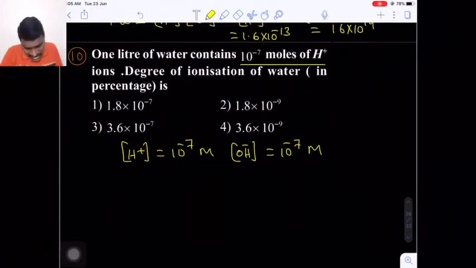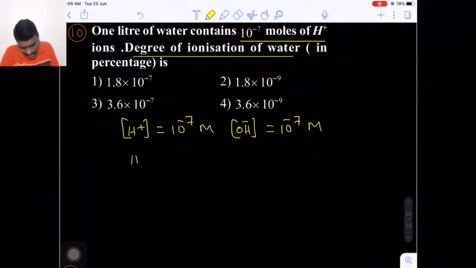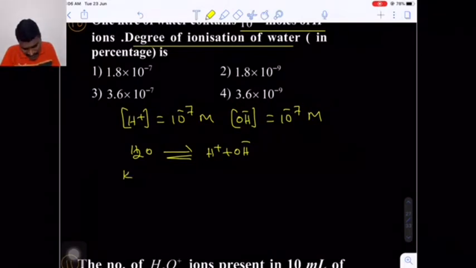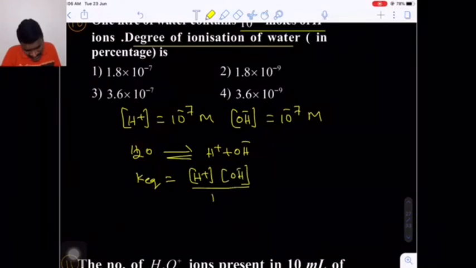Now the question is the degree of ionization of water. How will the water be dissociated or ionized? H2O gives H plus and OH minus. The equilibrium constant is the product of the concentration of H plus ions and OH minus ions divided by H2O. Are you getting my point?